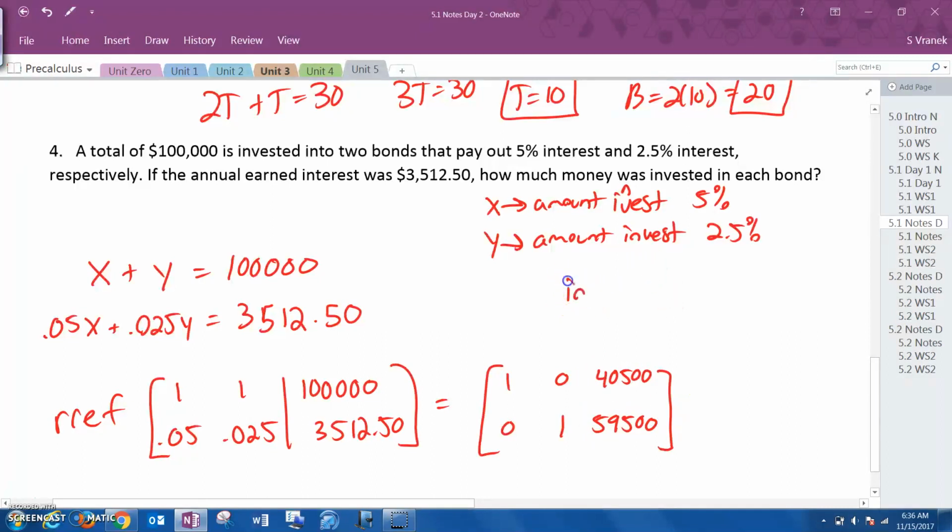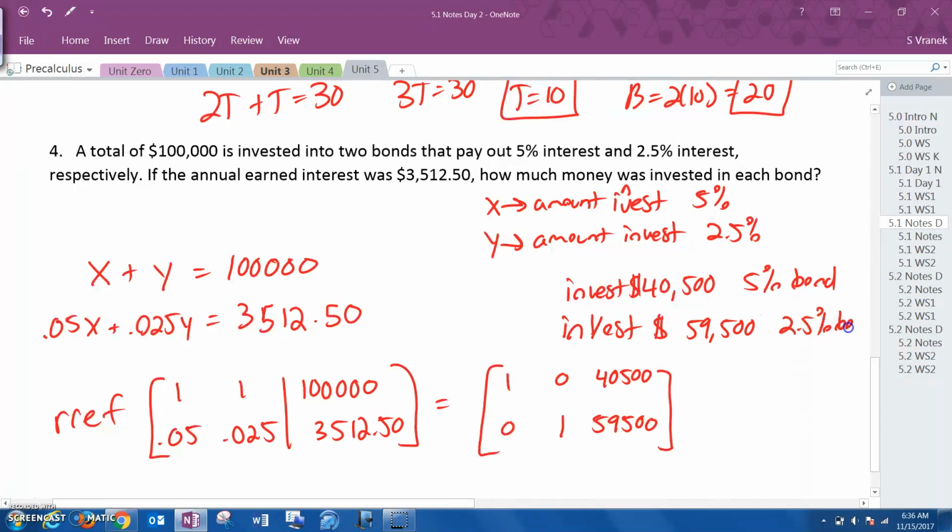So you invest $40,500 in the 5% bond, and you invest $59,500 in the 2.5% bond. And that's it. So these are all just systems, setting them up by the words.